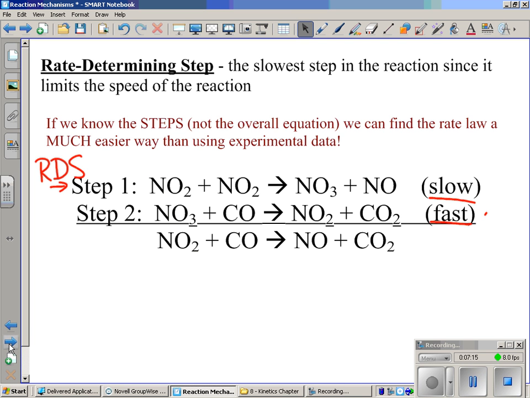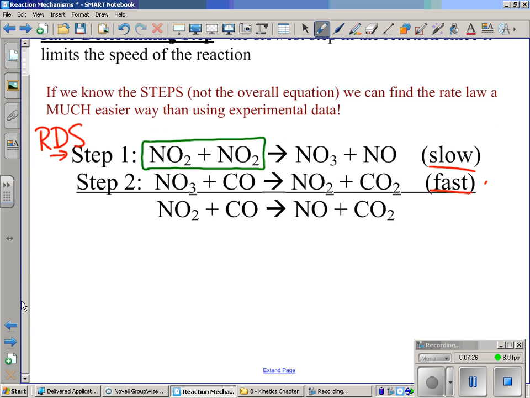What I'm going to do is I'm going to look at my rate determining step at the reactants only. Okay, remember kinetics is about reactants. So the reactants in the rate determining step are NO2 and NO2. So we're going to write our rate law based on that step. Okay, so our rate law will be rate equals K. The downside to this method for finding rate law is it can't find K. Well, that's the one bad thing. But it will give you your orders and what reactants matter.